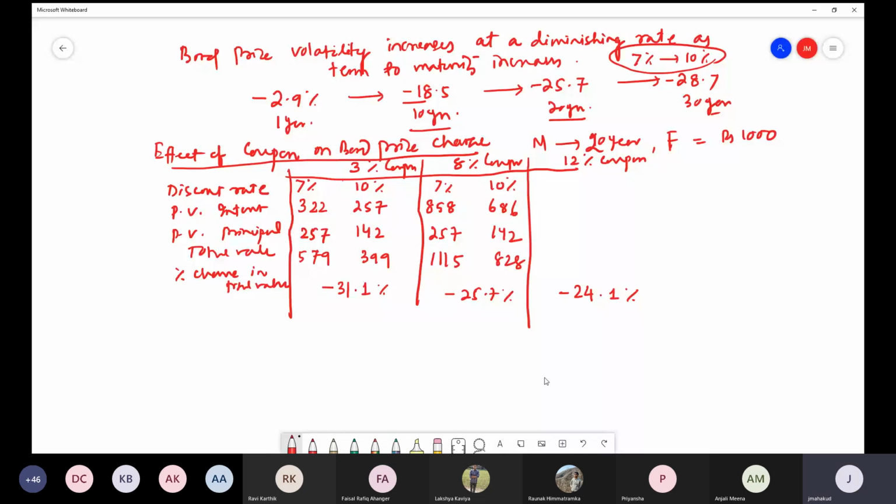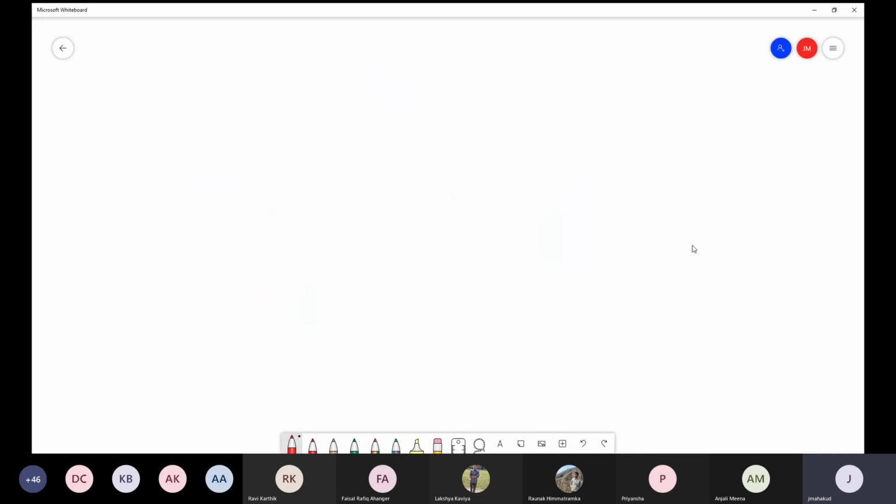Okay, so then we have another property we can observe from this: how the yield is affecting the bond price volatility. Let me again give you certain hypothetical numbers. If there is a bond where the maturity period is, let's say, 20 years, coupon is 4%, and the par value of the bond is 1,000.